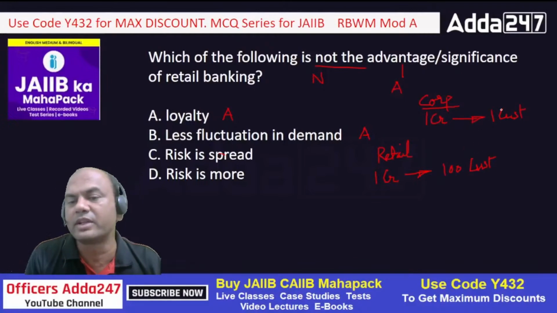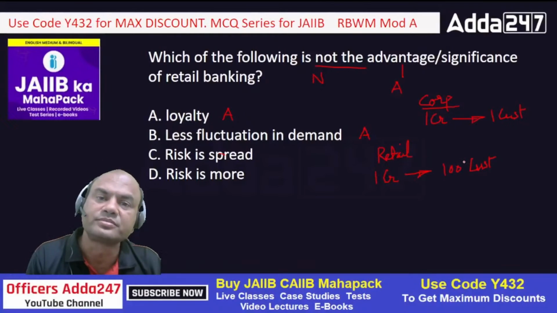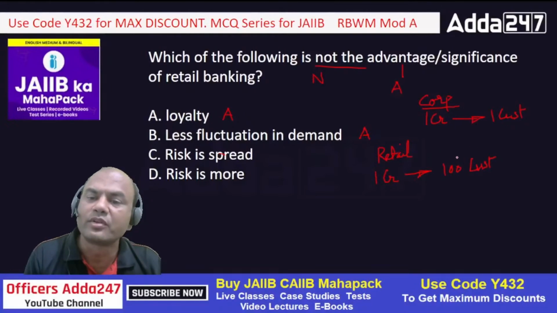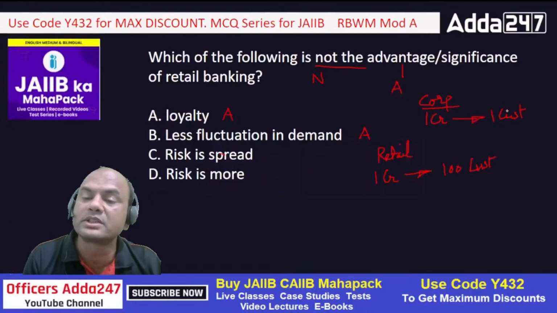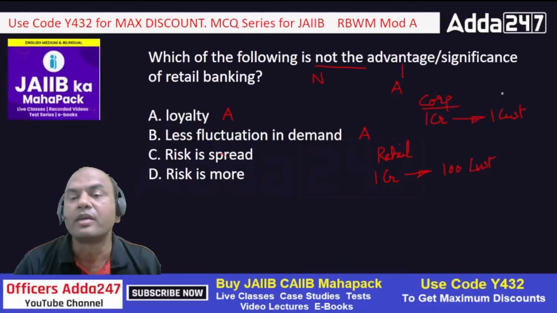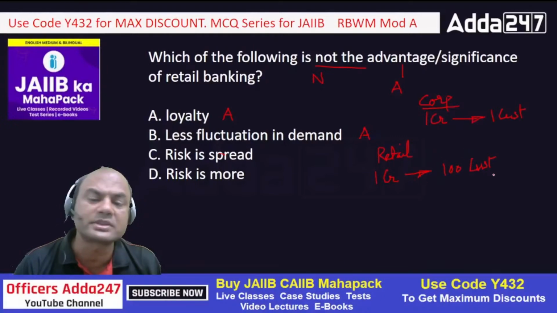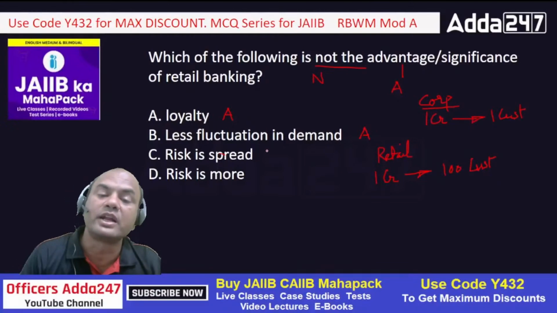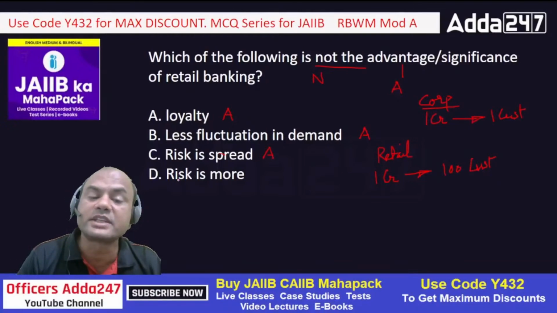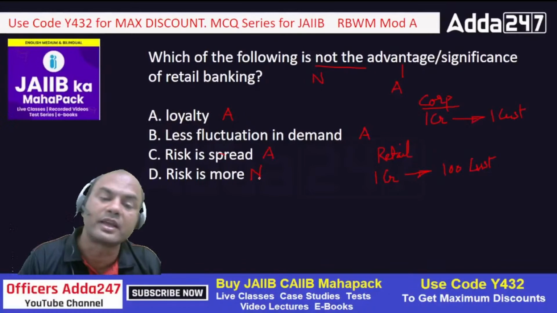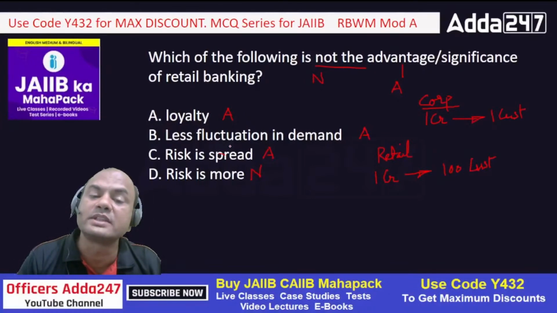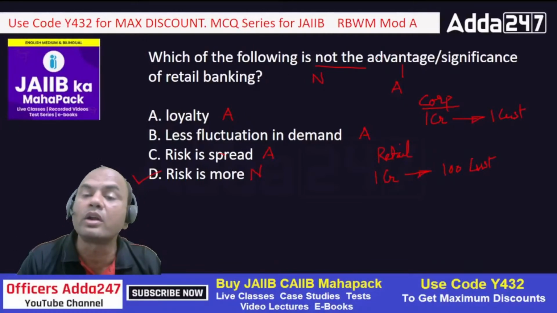Do you think one customer can become NPA faster, or these 100 customers can become NPA faster? Obviously, who can become NPA faster, one customer or 100 customers? One customer, right? Because 100 customers can't become NPA at one time. That's why in retail banking risk is spread, so that is again an advantage. Risk is more, so that is not an advantage, because that is not a feature of retail banking. In retail banking, risk is always lesser, it's spread. That's why D is the correct answer. We want the one that is not the advantage.